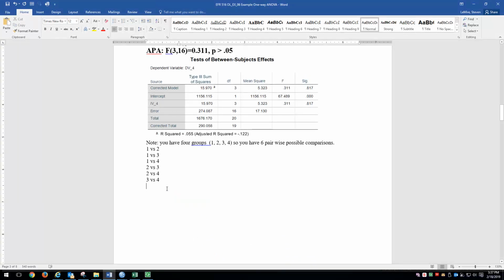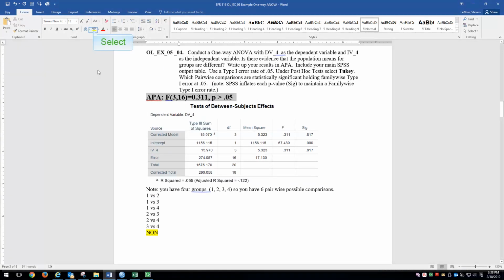Now, if there were some, I'd say 1 versus 2 sig, and I'd do an APA statement for that: p less than 0.05 for any of these given values. So this is none, and here's my APA.